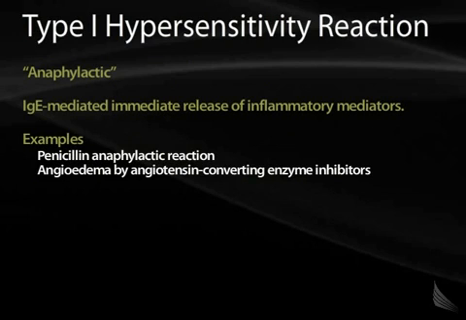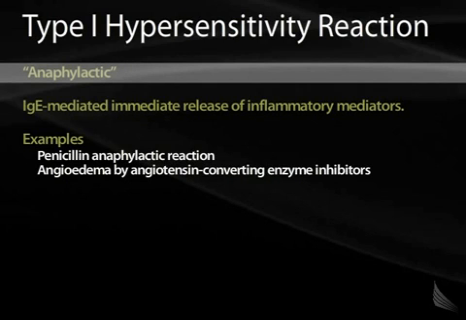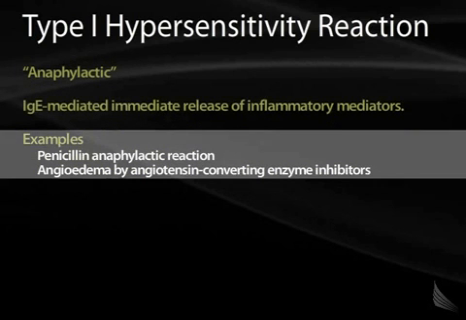Let's talk for a moment about the different types of hypersensitivity reactions. It's possible that on the test, you'll be tested in your ability to remember which type of hypersensitivity reaction is which. Type 1 hypersensitivity reaction is usually an immediate hypersensitivity reaction, also known as anaphylaxis. The most common examples are the penicillin anaphylactic reaction, an allergy to penicillin, and angioedema, which is caused by angiotensin-converting enzyme inhibitors, or ACE inhibitors, and this is usually mediated through the IgE pathway.